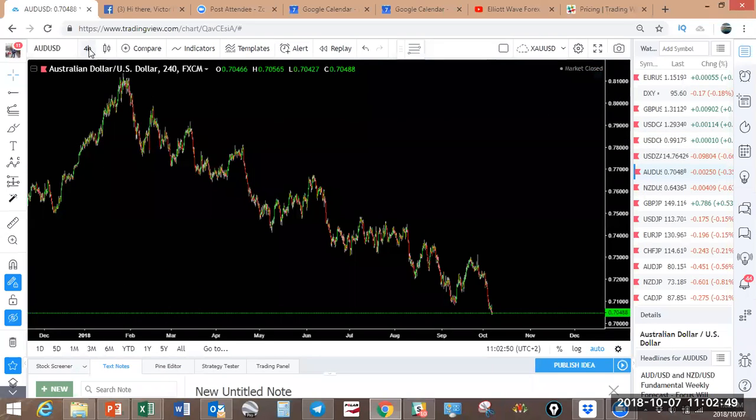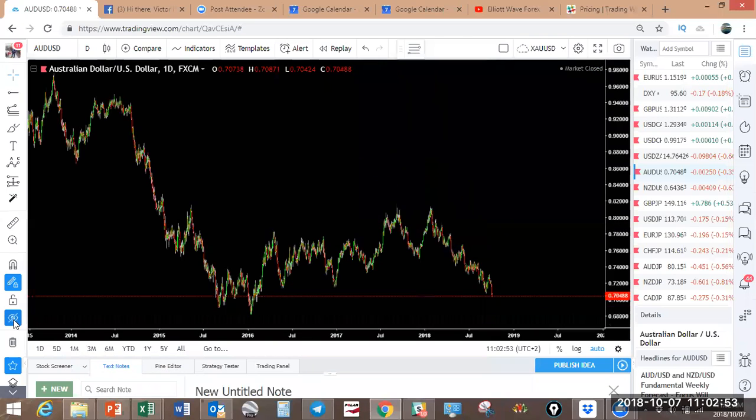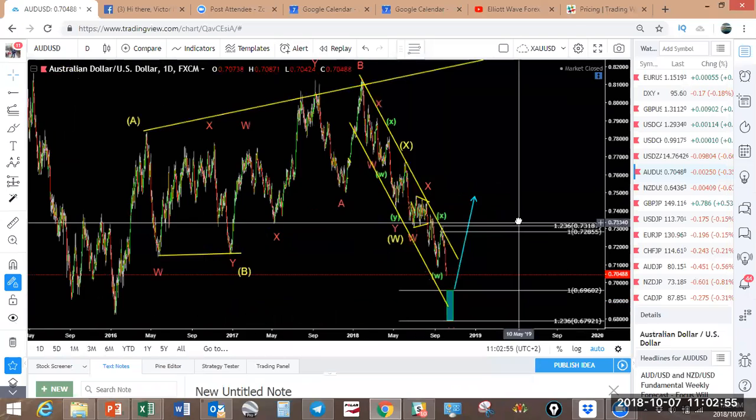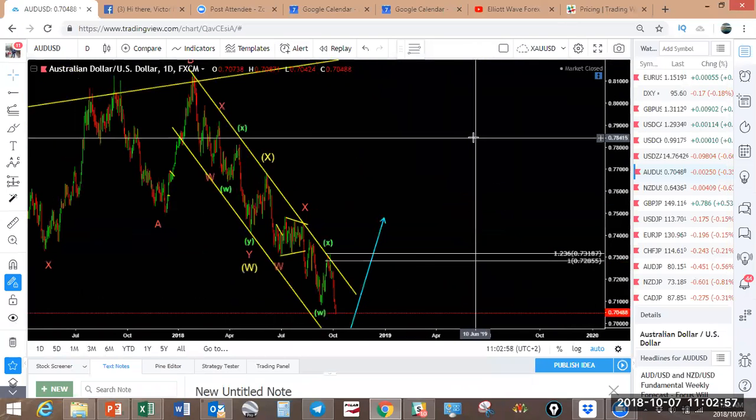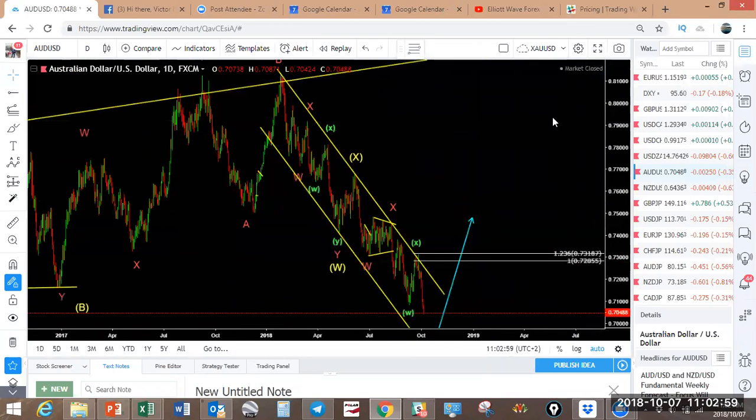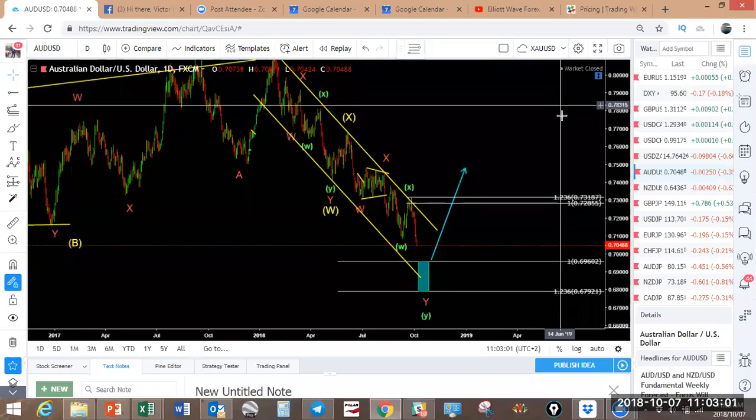So this one is a very interesting one. Let's look on the daily. I'll give you the daily chart as well for this one, because it's a beautiful chart. It's a beautiful chart that's playing out perfectly. We're making a lot of money on this one.